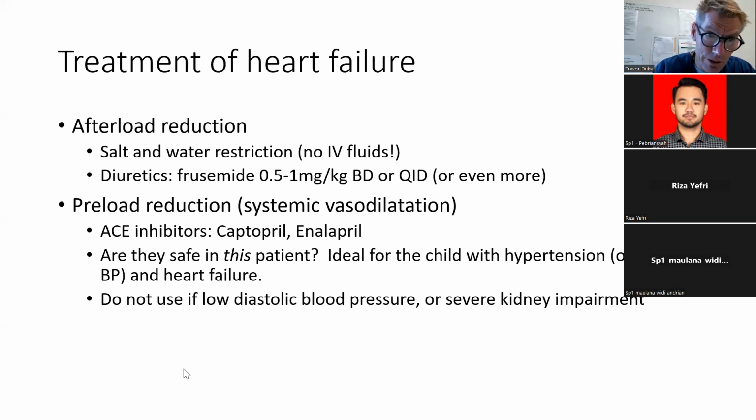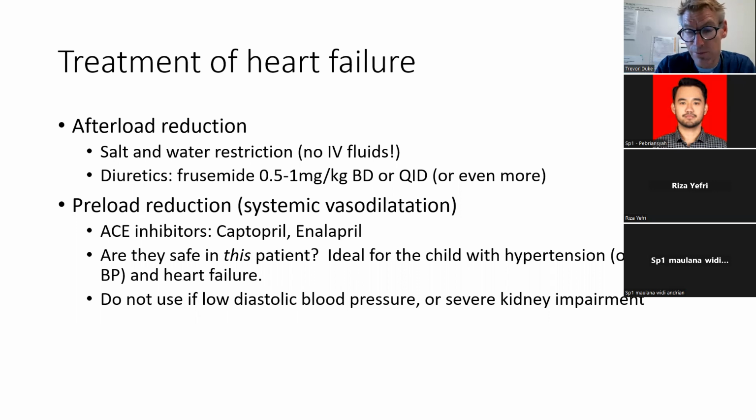When you're thinking about afterload reduction, I've got this wrong before. Afterload reduction is using an ACE inhibitor like a captopril or an enalapril. Now that reduces systemic afterload, which means that the heart doesn't have to do so much work. If you can give captopril or enalapril, the heart doesn't have to pump against such high levels of afterload resistance. And the question you need to ask is whether or not captopril or enalapril will be safe in this particular patient. Is it safe in this patient?